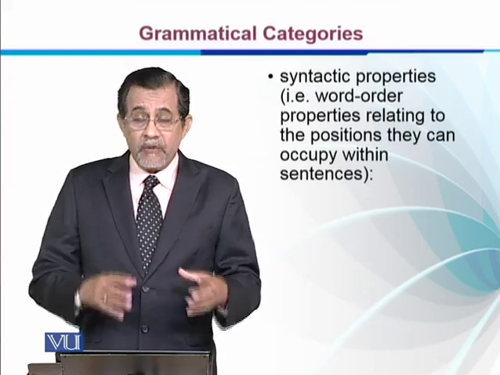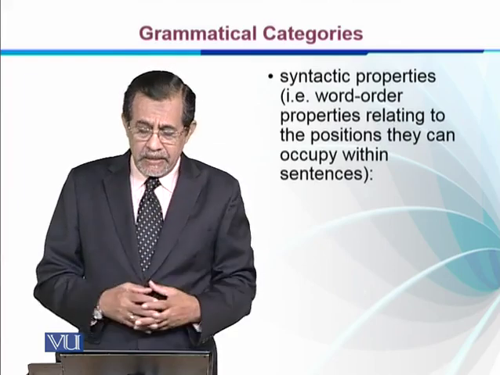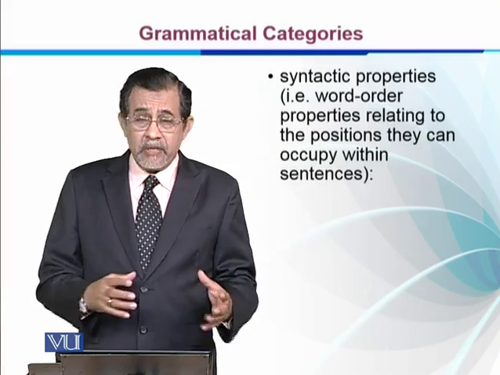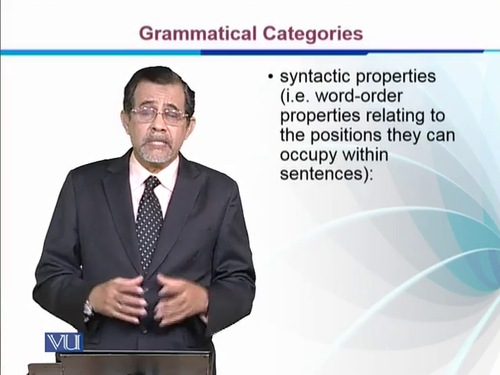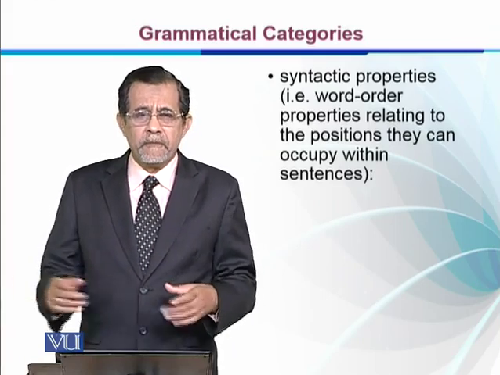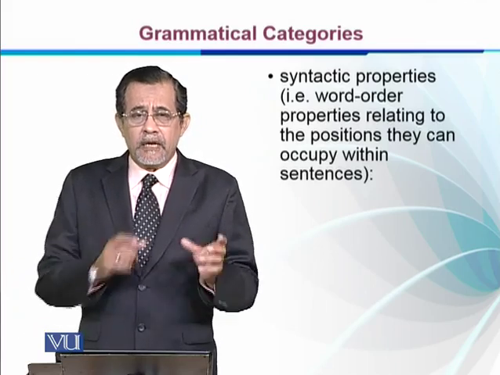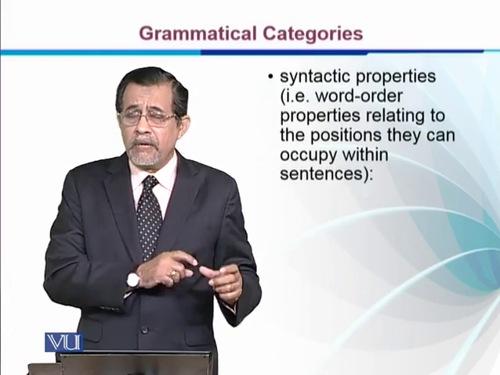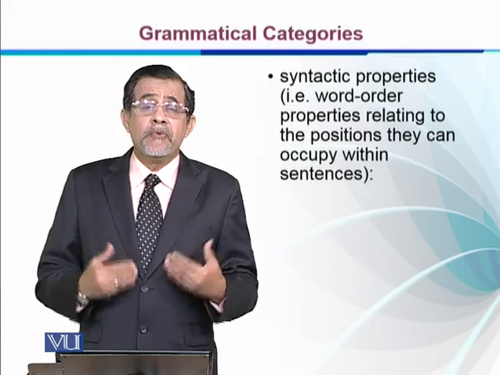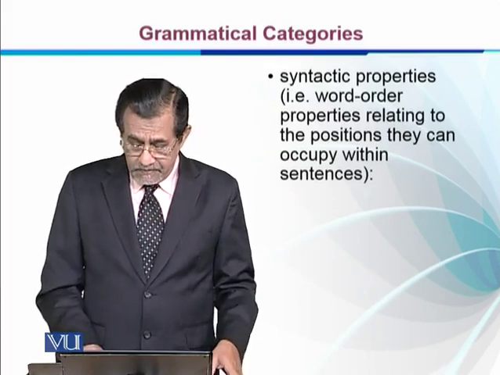Syntactical properties, the word order. What word order is there in the English language or in any other language? This is how we know through traditional grammar, relating to the positions they can occupy within the sentence. We know that a simple sentence consists of a noun phrase and a verb phrase. A verb phrase consists of a verb and a noun phrase. And similarly, a noun phrase consists of a noun or any determiner or article, etc. So this is how we can understand the structure of the sentence and the arrangement of words in a sentence.